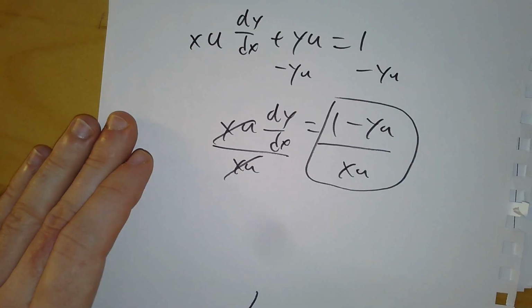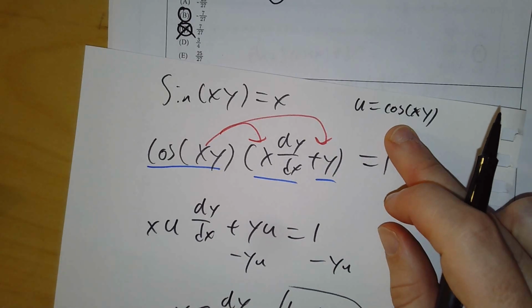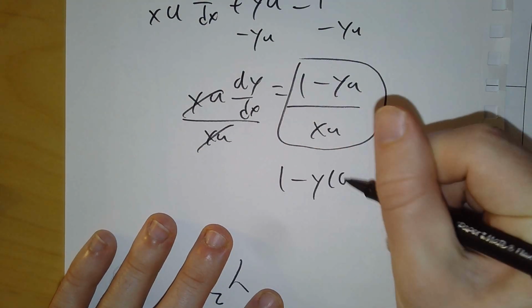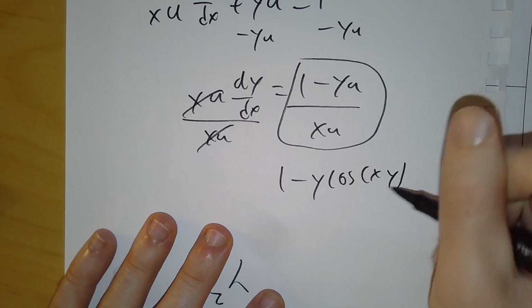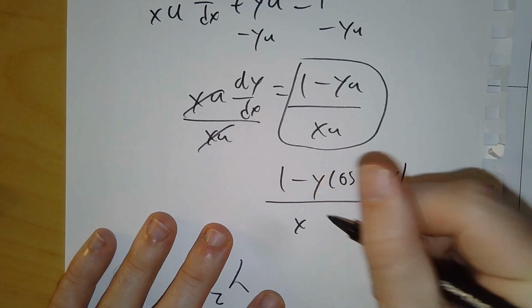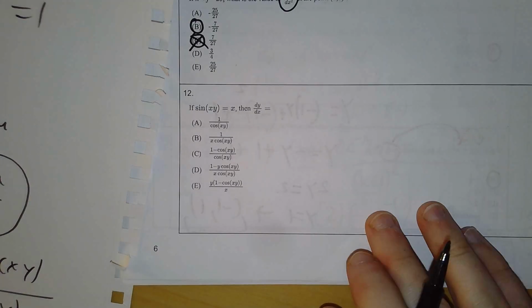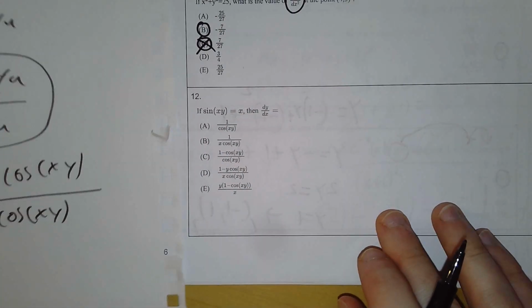Last thing to do is just sub back in. I said that u is cosine xy, so I'm going to sub it back in. So it's going to be 1 minus y cosine xy over x cosine xy. So let's look. And I do see it right here. Okay. Take your time, guys. Take your time. Here we go.